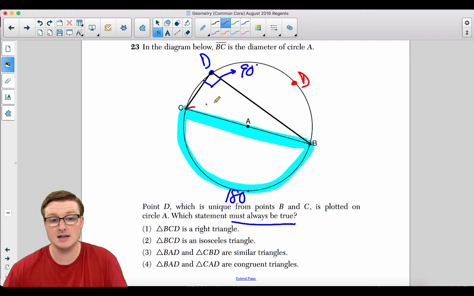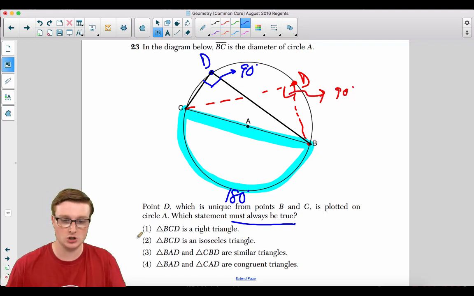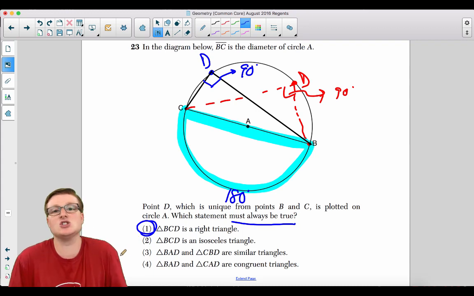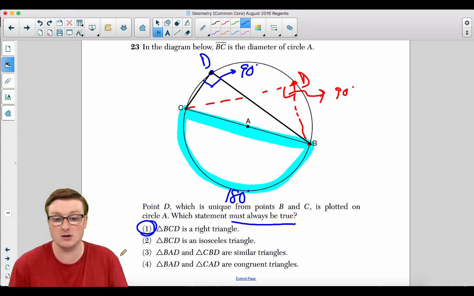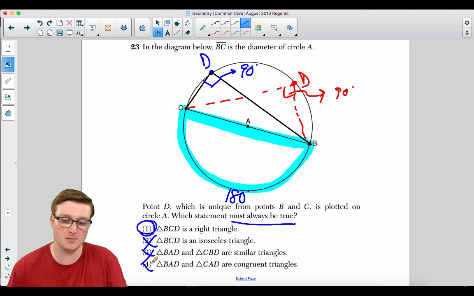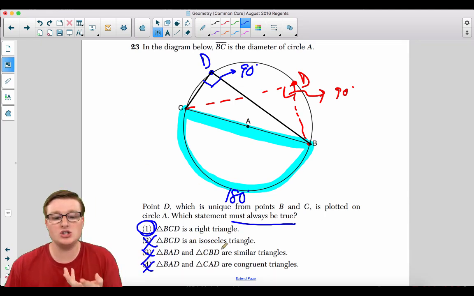And that happens anytime you plot point D anywhere. D over here, that creates a triangle as well. Again, it intercepts a semicircle. This has to be 90 degrees as well. So your answer is going to be choice 1. Triangle BCD is always going to be a right triangle. Choices 2, 3, and 4 make absolutely no sense because, look, choice 2 could sometimes be true, but we're looking for the one that's always, and choice 1 is definitely the one that is always true.